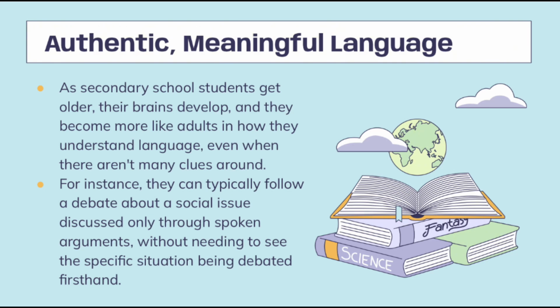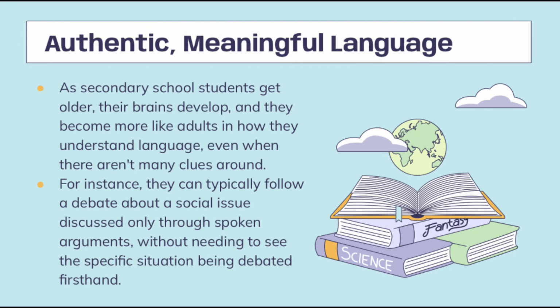Authentic, meaningful language. As secondary school students get older, their brains develop and they become more like adults in how they understand language, even when there are not many clues around. As secondary school students grow older, their brain development allows them to process and understand language in a more advanced way. This means that they can make sense of meaning even when there are few clues, similar to how adults interpret language.